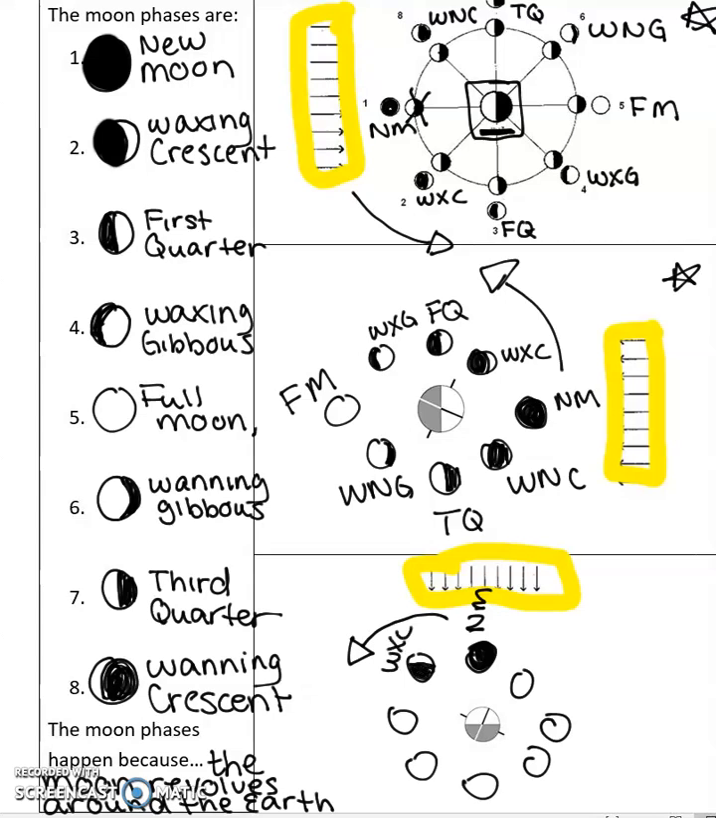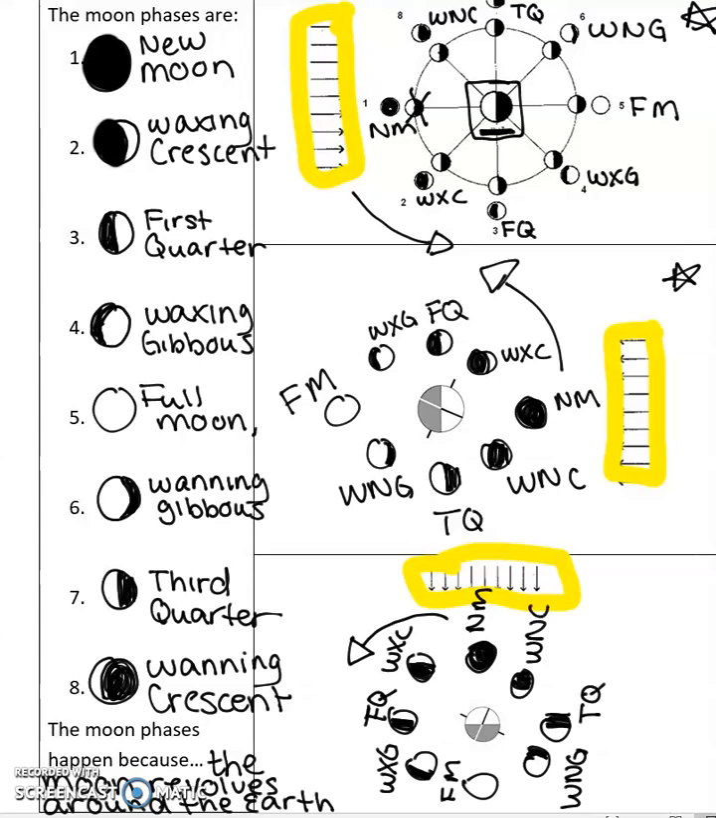Then we have a waxing crescent, a first quarter, a waxing gibbous, a full moon, a waning gibbous, a third quarter, and then a waning crescent.